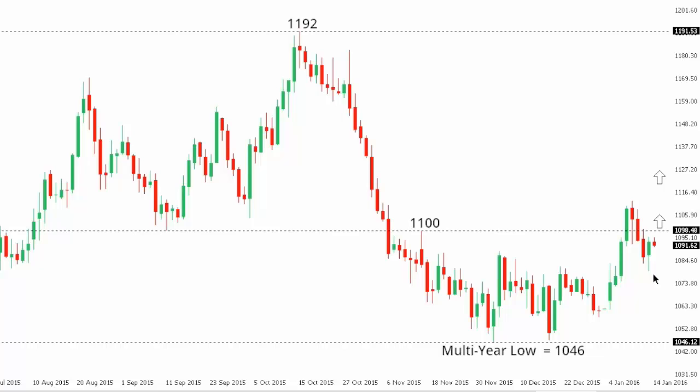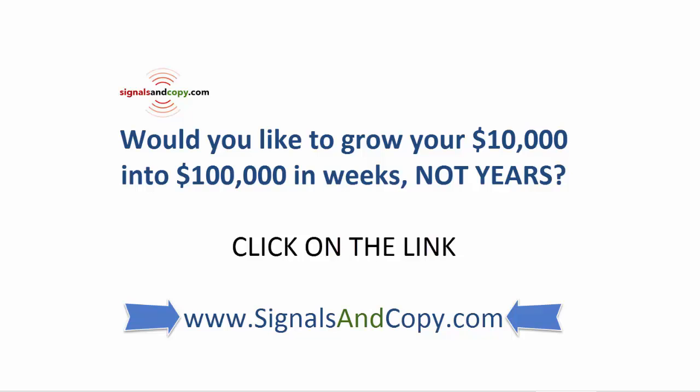At this point, only a close back below 1070 would force a shift in this newly adopted bullish outlook and put the pressure back on the downside towards those multi-year lows from 2015 at 1046.